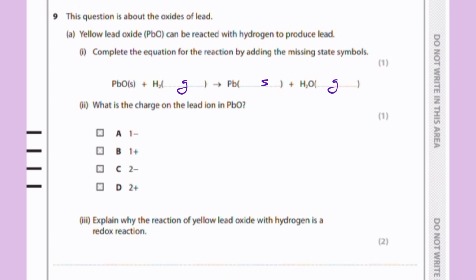Part 2. What is the charge on the lead ion in PbO? We don't know the charge of the lead ion, but we do know the charge on the oxygen ion must be O2 minus. And we also know that the same positive charge should be on the metal ion to balance out the charges. Therefore, since oxygen has a O2 minus charge, Pb must have a Pb2 plus charge. So the answer is D.